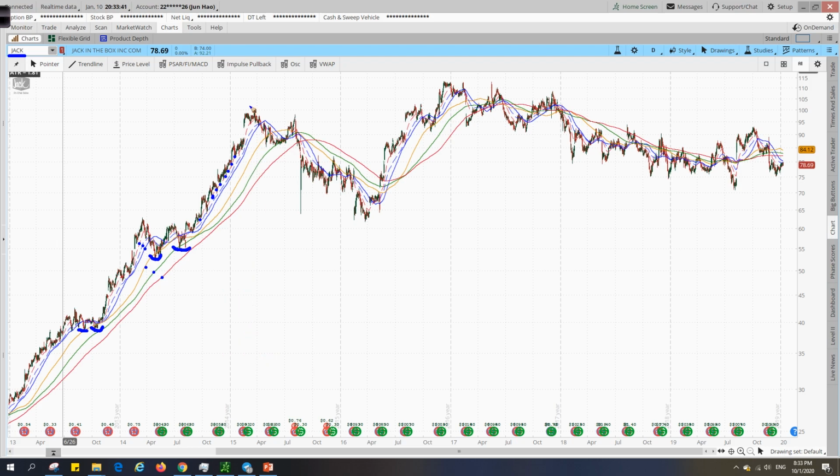But things start to get haywire during this period onwards, and everything starts to crisscross and the stock no longer respects the moving averages as much.